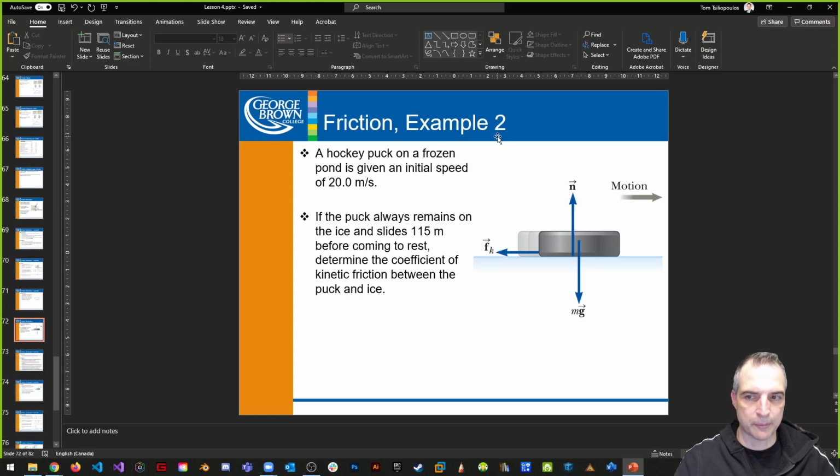So here's friction example 2. A hockey puck on a frozen pond is given an initial speed of 20 meters per second. Okay, cool. If the puck always remains on the ice and slides 115 meters before coming to rest, determine the coefficient of kinetic friction between the puck and the ice. That means it's already moving. We don't have to think about the coefficient of static friction. It's already moving, right?